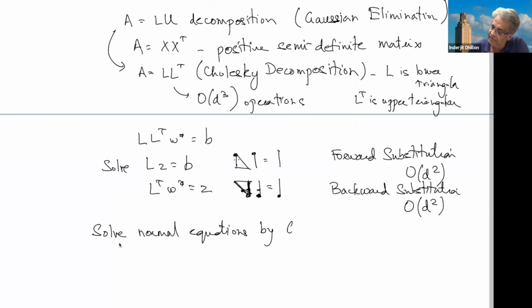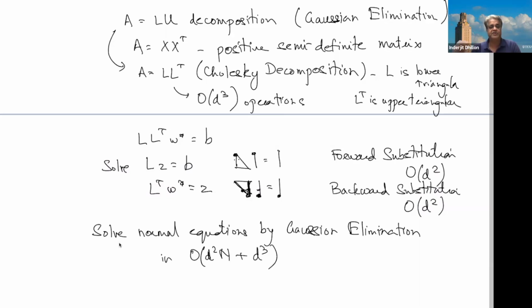Okay. So I can solve my normal equations by Gaussian elimination. In particular, Cholesky decomposition, followed by forward substitution, followed by backward substitution, right? And I can solve it in order d square n, which was to form the matrix, plus d cubed. The d square operations get subsumed by d cubed.